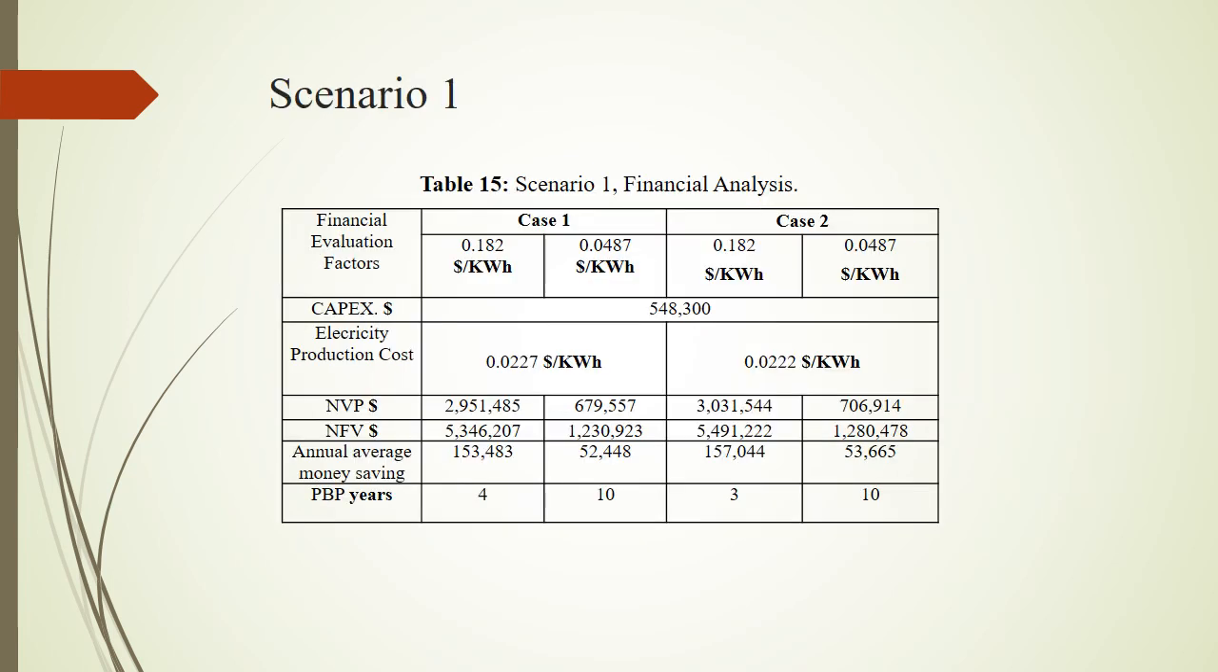The table below shows the financial analysis of scenario 1 by calculating many different factors such as capital cost, electricity production cost, net present value, net future value, annual average money saving, and payback period. And this table shows the scenario 2 financial analysis considering the mentioned factors.